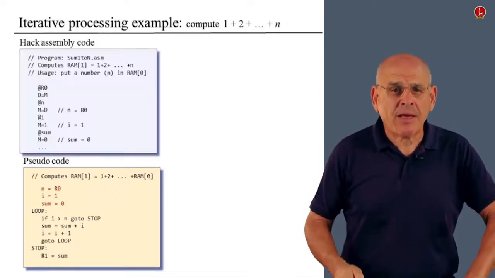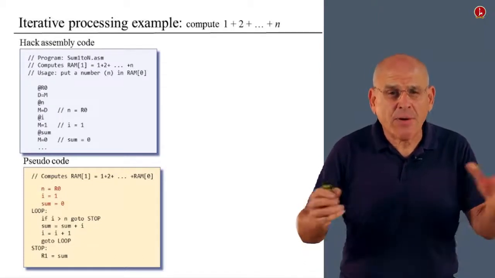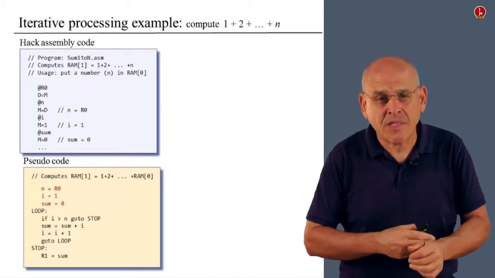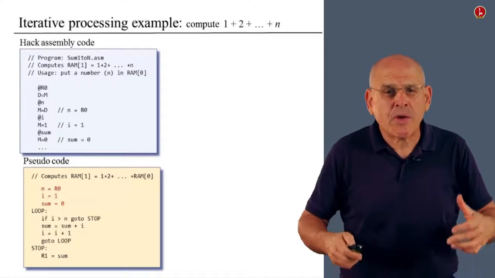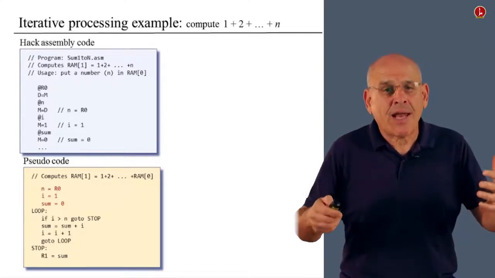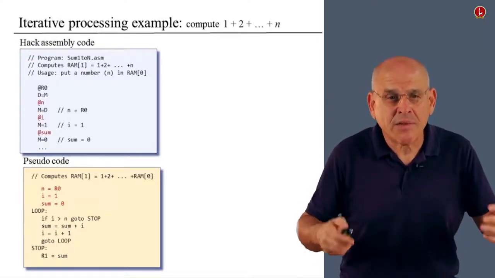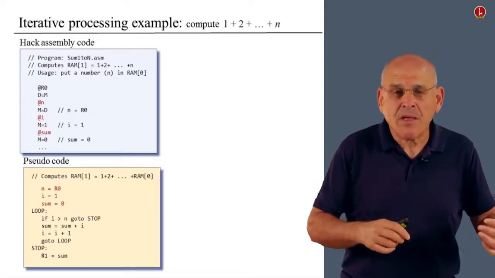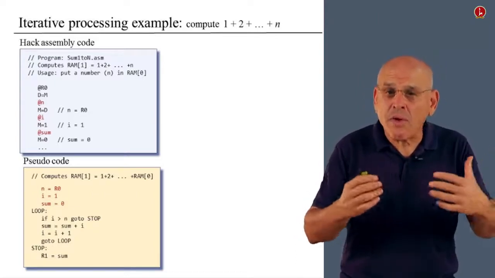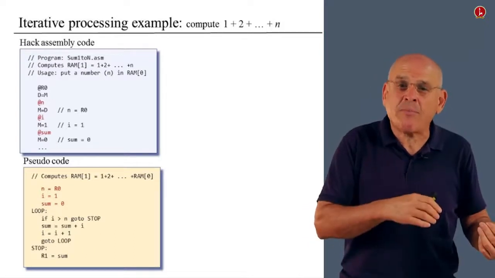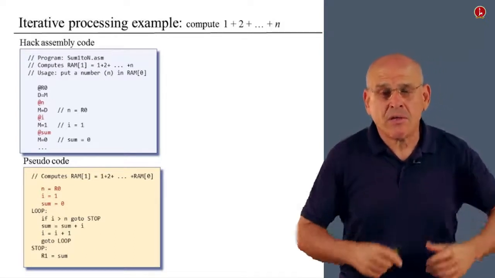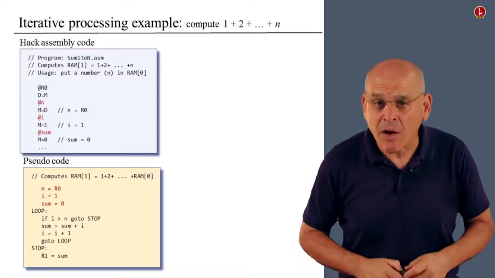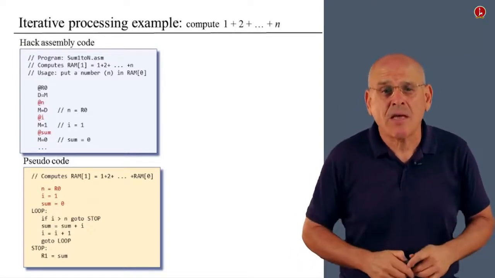So let us begin with the first part of this program, in which we declare and initialize the three variables n, i, and sum. First of all, notice that there's a one-to-one mapping between the names of the variables that I use in my pseudocode and the names of variables in the symbolic language, which is kind of nice.